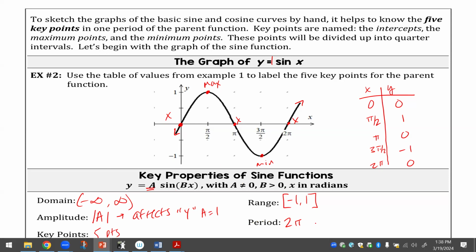No, I'm so glad you asked. Your period changes if your B value changes. So it is a horizontal dilation. Good job. Your B is if your X is being multiplied. So your period affects your X. And our X's are what? Liars.